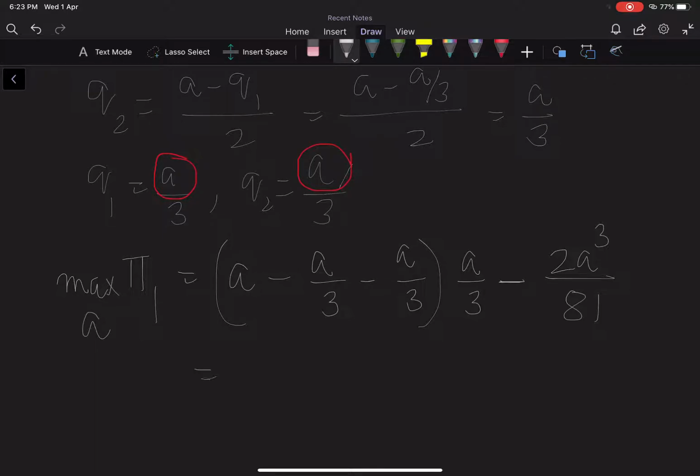So let me just simplify this. This is A minus 2/3 of A, so that's a third of A. So this is A square by 81. Okay, sorry, is this 81? That's not true.